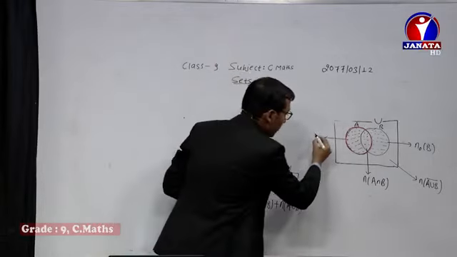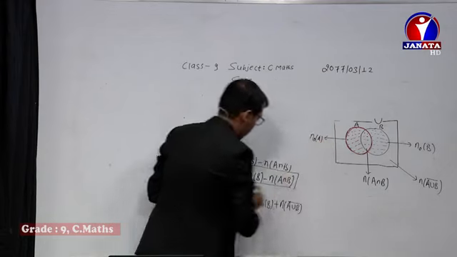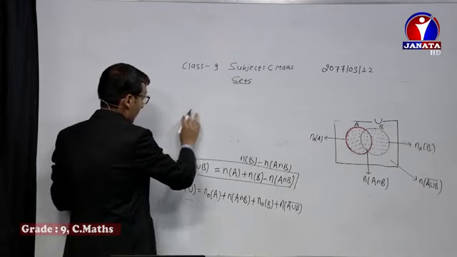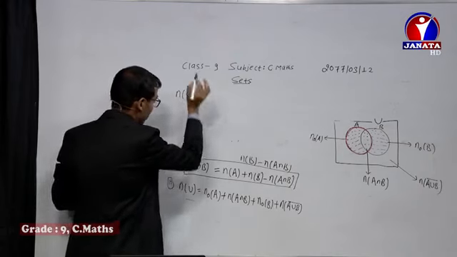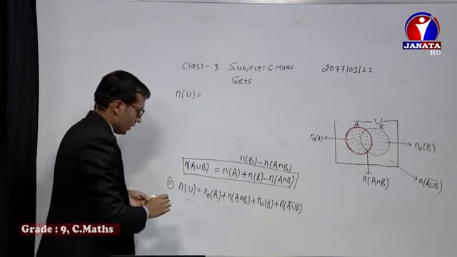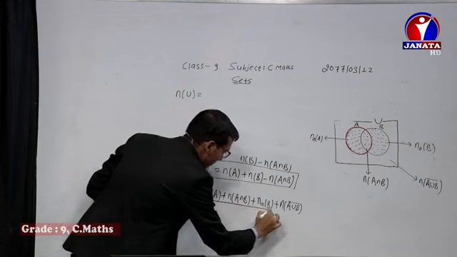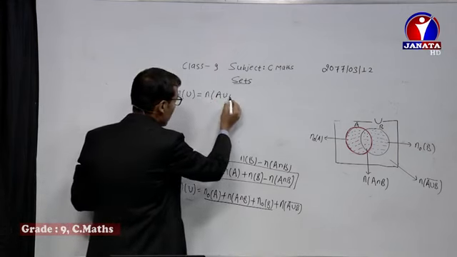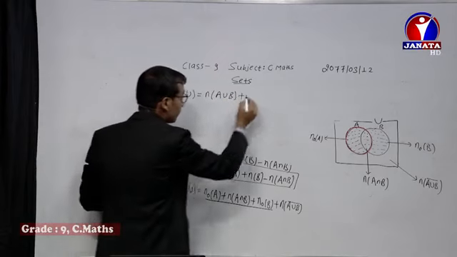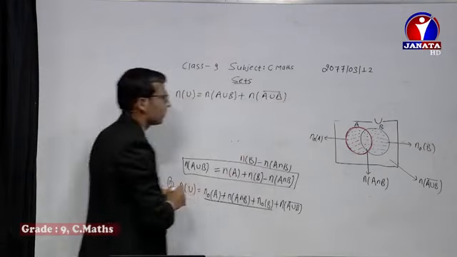So I'm rewriting this. So I'm continuing n of U. So n of U is, okay, so what is n only A plus n A intersection B plus n only B? This is n of A union B plus n of A union B complement.